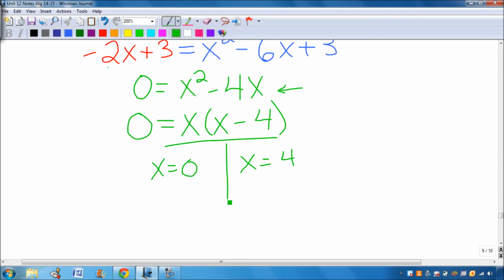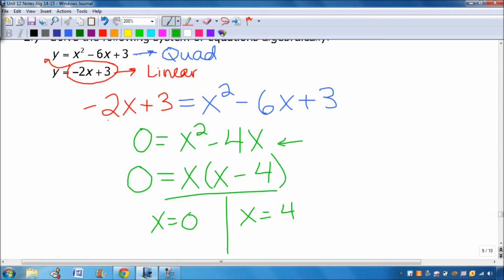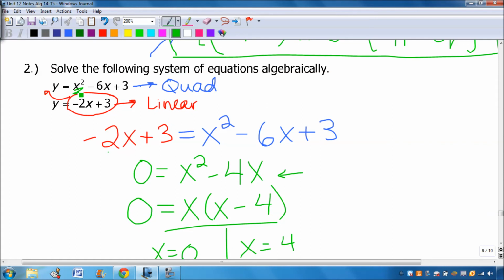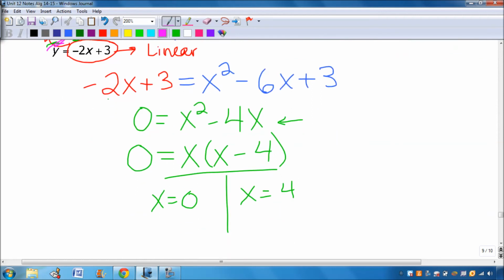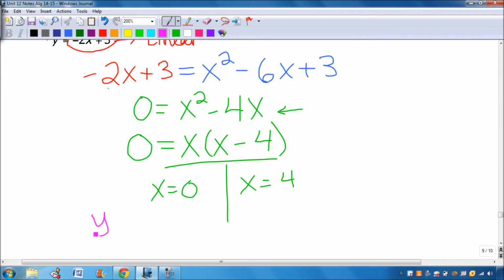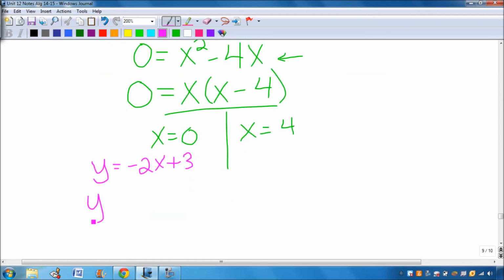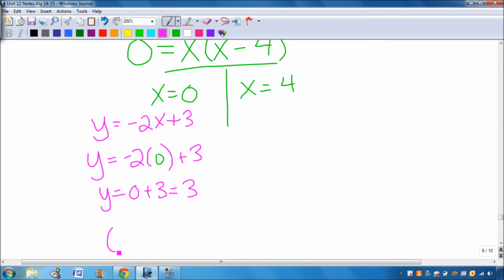All right? But remember, when you solve it, there are 2 variables in your problem right here. We've got x, and we also have y. So now we have to figure out what our corresponding y values are. And you can use either equation to figure this out. If I were you, I'd use the easier one. So the easier equation would probably be the linear equation. So y equals negative 2x plus 3. Every time I see an x, I'm going to replace it with the number 0. And then I'm going to add 3 to it. So I get y equals 0 plus 3. So you get y equals 3. So that means that my first coordinate where it intersects is when x is 0 and when y is 3.